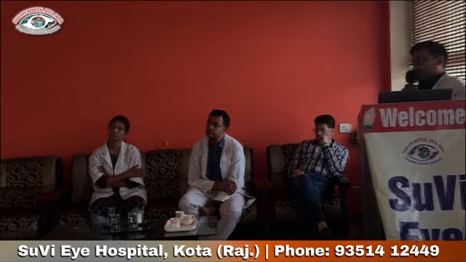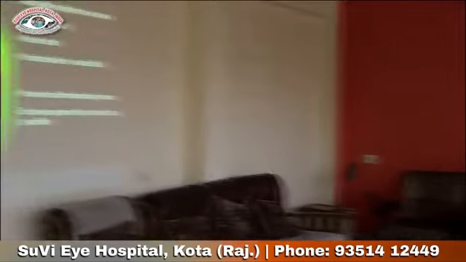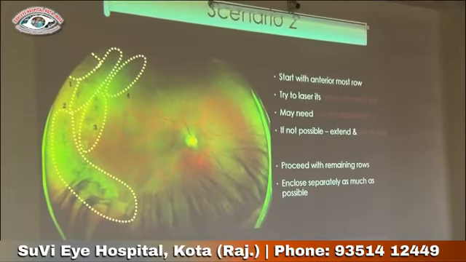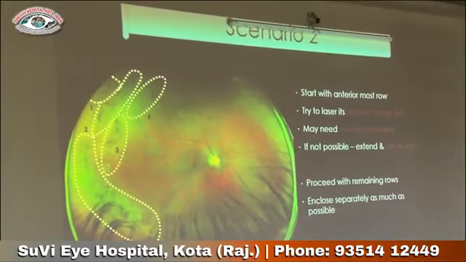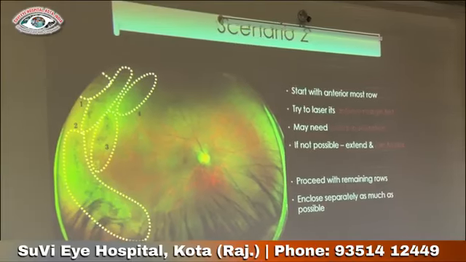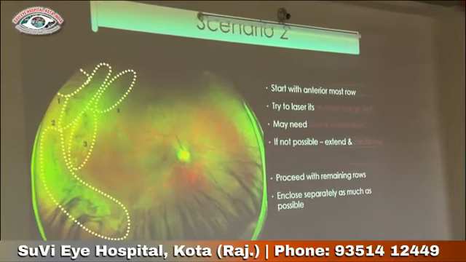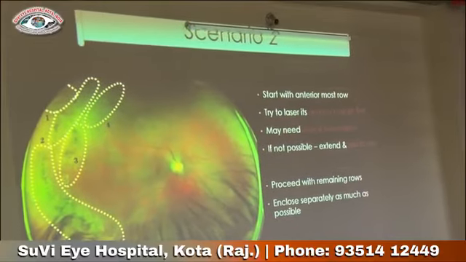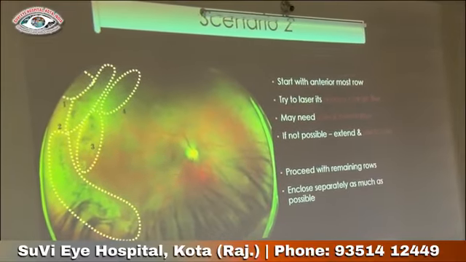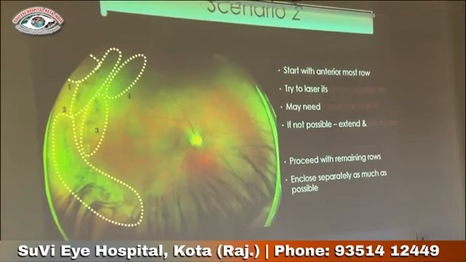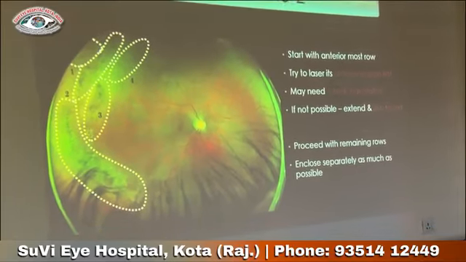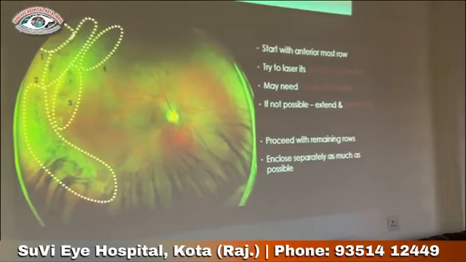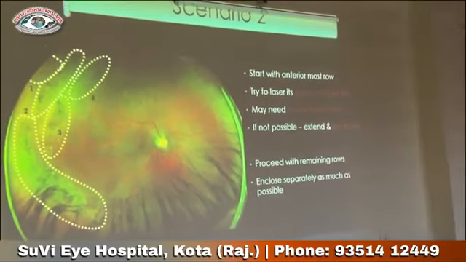So in this case, you can do all the lattices separately. There are 5 lattices there. The first one is connected to the ora, and the rest are all individually lasered, and they are lasered nicely. This is the case of lattice. We'll move on to the next level.